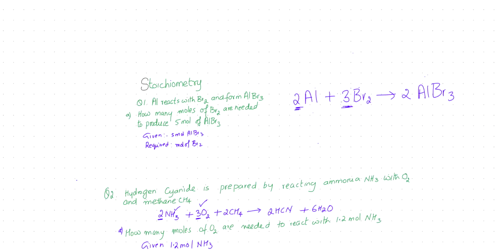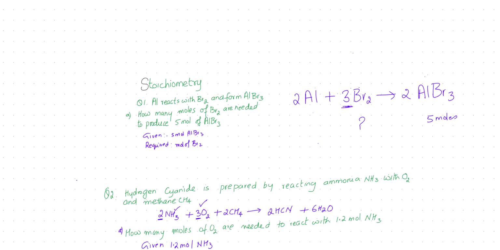Like in this question, how many moles of bromine are needed to produce 5 moles of aluminum bromide? So aluminum bromide is 5 moles. And how many moles of bromine? So they're asking the number of moles of bromine. So the mole ratio is 3 moles of bromine forms 2 moles of aluminum bromide. This is the mole ratio. Always the reaction will go in the same ratio. So 3 moles of bromine forms 2 moles of aluminum bromide.